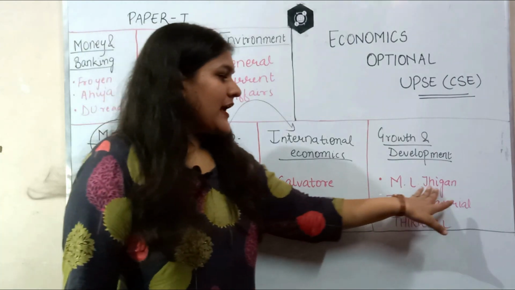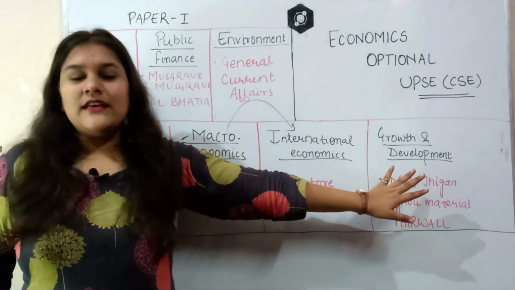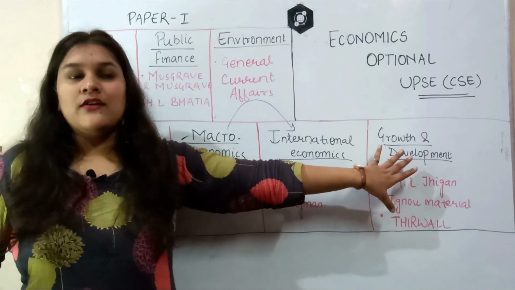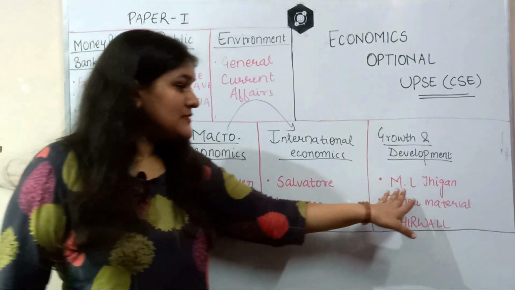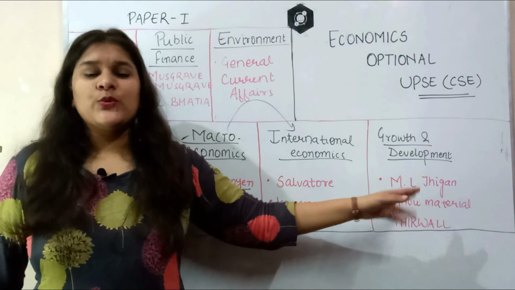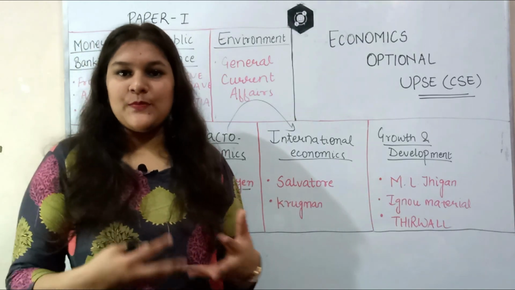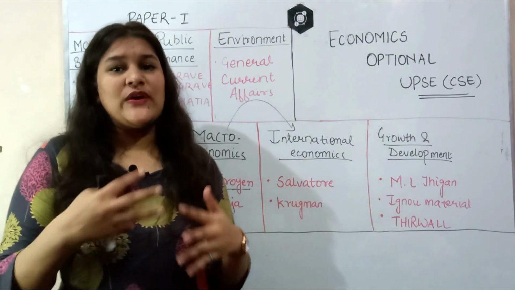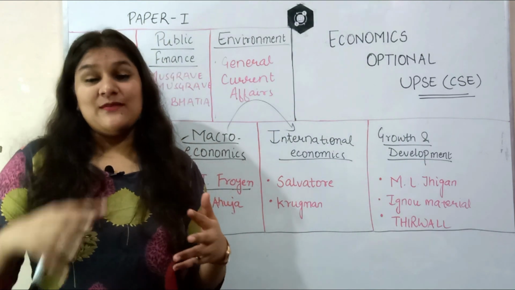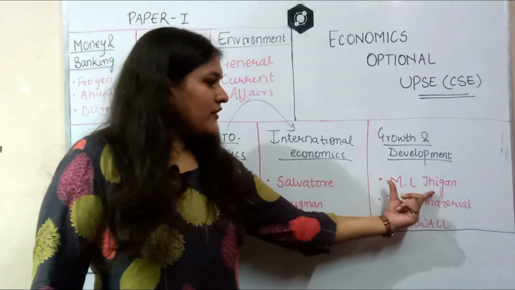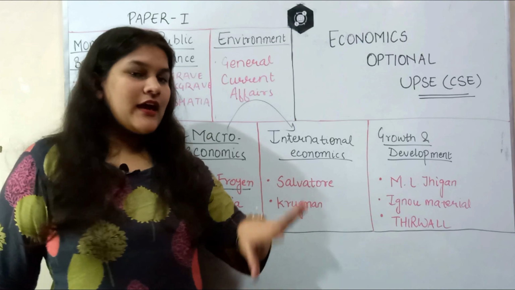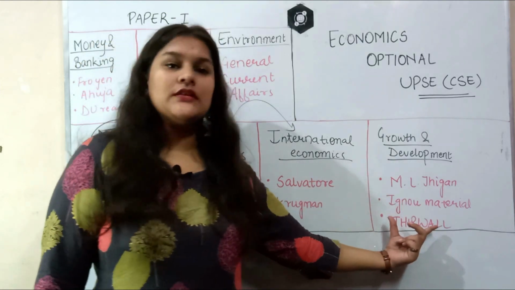Then you can refer to ML Jhingan. Jhingan is a very good book, and in my personal experience, this book is very simplified. This book is written in very simple words, and it actually simplifies the topic. So you can refer to ML Jhingan. If you don't have Jhingan, you can also refer to Thirlwall.